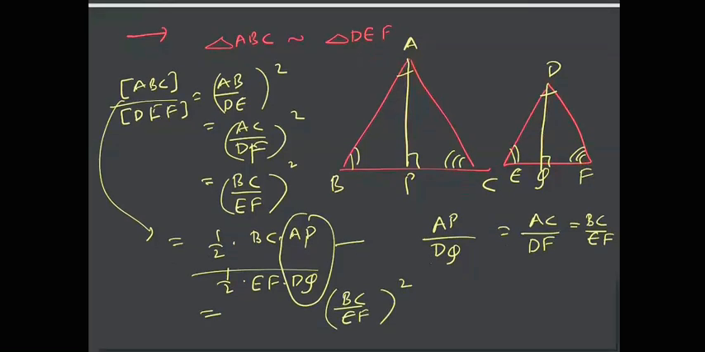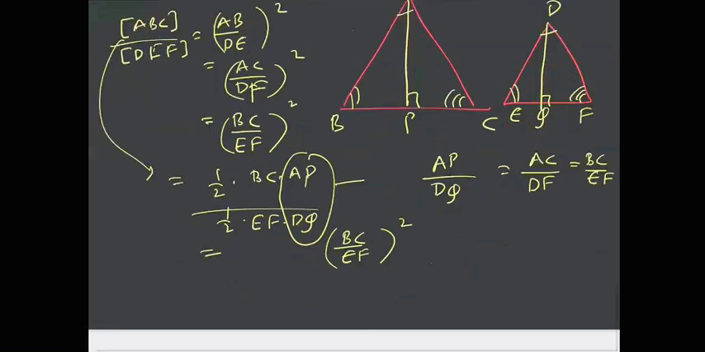Okay, so the ratio of areas of two similar triangles is equal to the square of the ratio of the sides. Okay, so let's do another question.